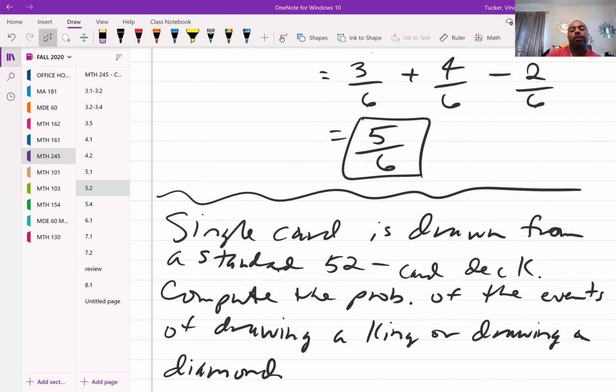All right, so here, a single card is drawn from a standard 52-card deck. Compute the probability of the events of drawing a king or drawing a diamond.